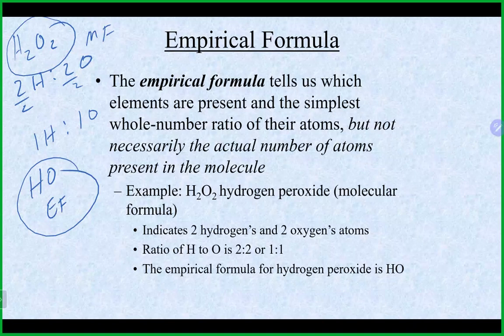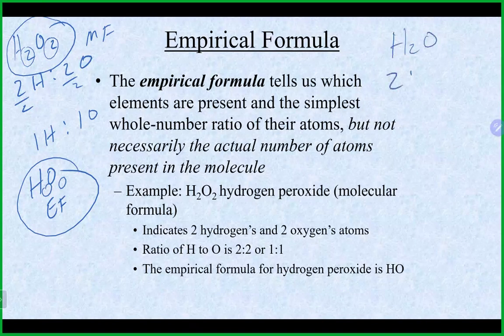Now, sometimes both the empirical formula and the molecular formula are going to be the same. There's no way to reduce it down anymore and still get whole numbers. By the way, all these numbers on the bottom do need to be whole numbers. Can't have a half atom hanging out. So for example, we look at water.